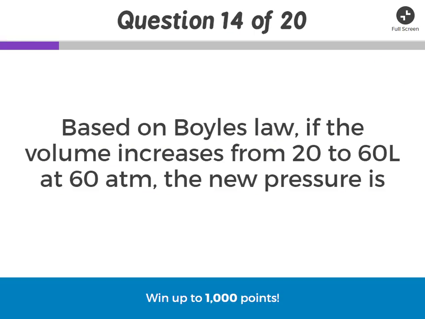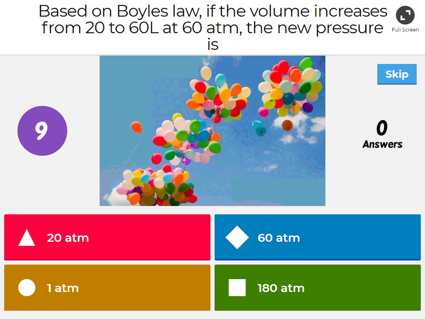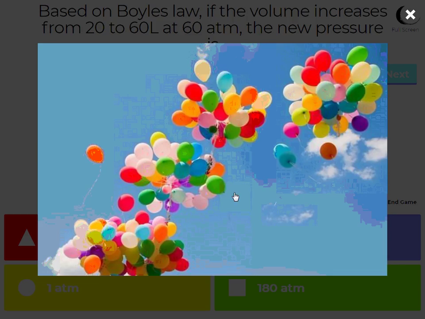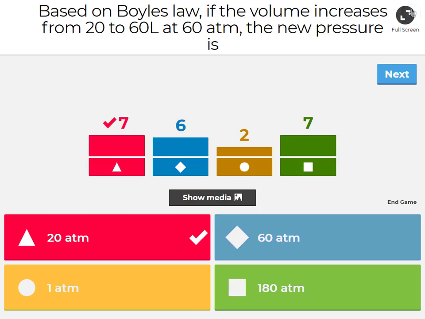Based on Boyle's law, if the volume increases from 20 to 60 liters at 60 atmospheres, the new pressure should be what? You can do it. 10 seconds. Woo, we just guessed on that last bit. Well, we're gonna look at the question. Show me a volume increase from 20 to 60 liters. Starts at 20, goes up by 3 times, right? To 60 liters. What was the pressure at the 20 liter mark? 60. As you expand, what happens to the pressure?